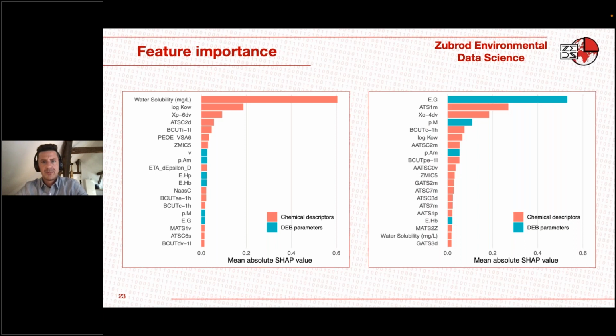For invertebrates, the picture again looked very different. Here, as the most important feature, one of the depth parameters came out, e.g. You might remember from the very beginning of the presentation that this is related to the costs of growth, and our model associated animals, species with a high cost of growth, so high EG values, with low toxicity values, so high toxicity. And this might be explained because high costs of growth usually are associated with a slower growth of the species, so there's less potential for dilution by growth.